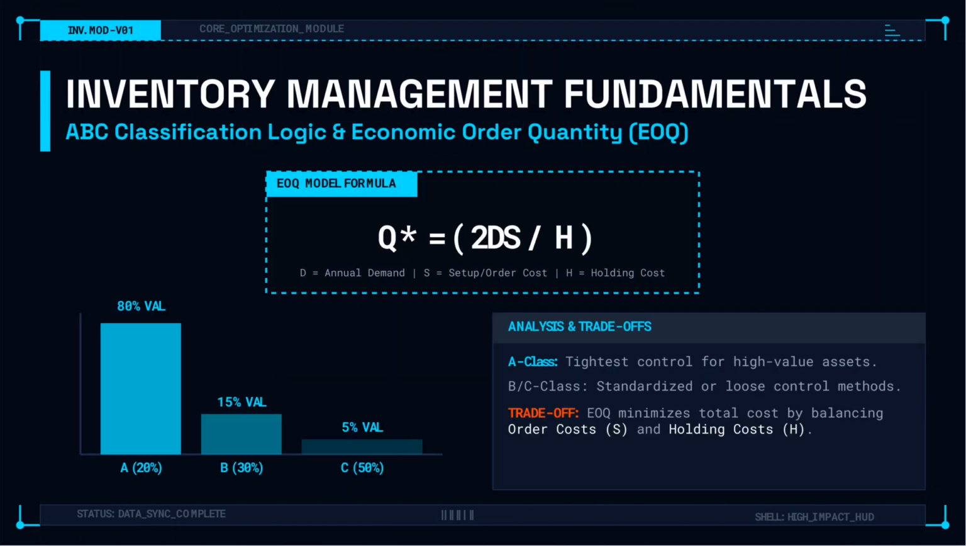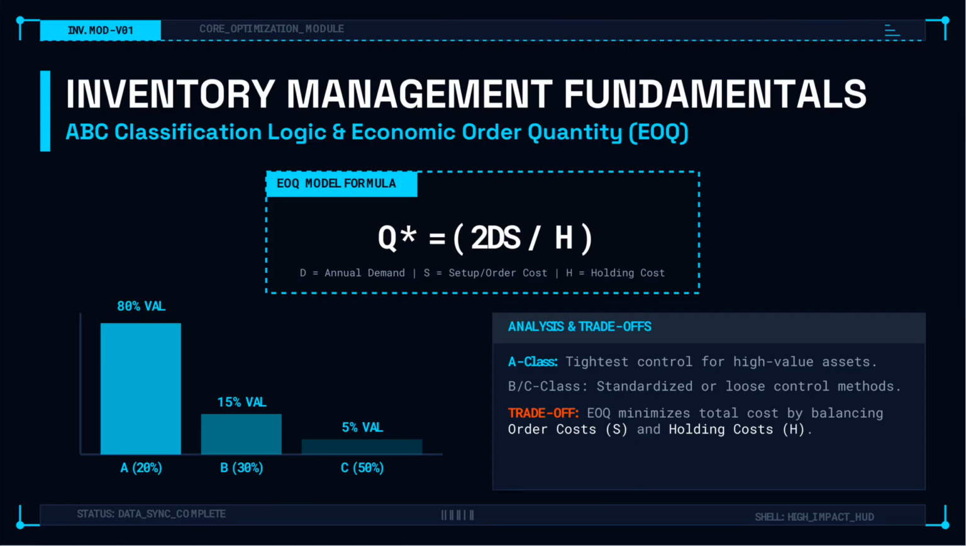Inventory management uses the ABC logic to focus attention where it matters most. The chart shows that a small number of items often account for most of the value, which is why high-value A items need tighter control. The EOQ formula on the slide helps balance ordering and holding costs. The overall takeaway is that inventory should support service and efficiency, not tie up unnecessary cash.